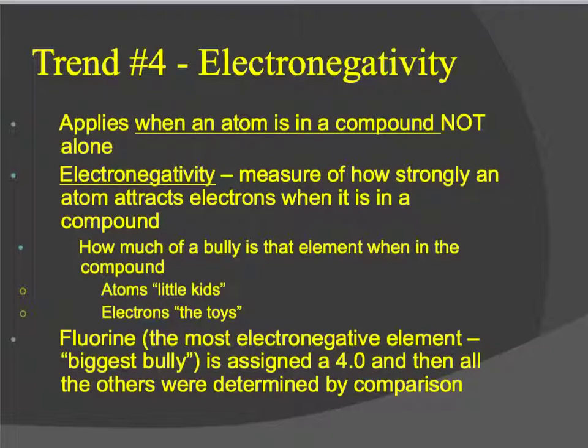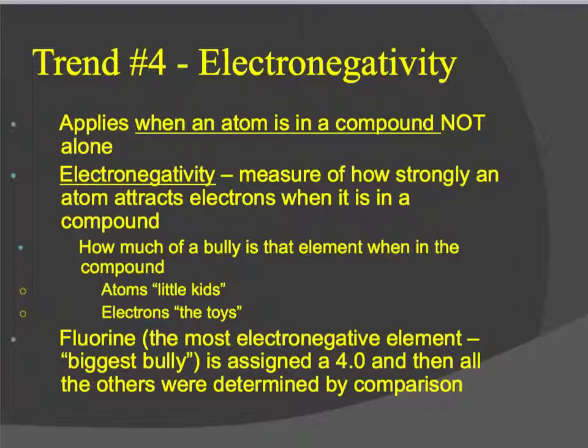Alright, fourth trend, talking about electronegativity. Electronegativity has to do with an atom that's in a compound, not by itself. Electronegativity is just a big word for measuring how strongly an atom attracts electrons when it's in a compound. So you can think of it like this. You can think of an element that's very electronegative being a bully. And if you think of the atoms as little kids, the electrons as the toys, the bully is trying to keep all the toys to himself. He's very strongly attracted to those electrons.